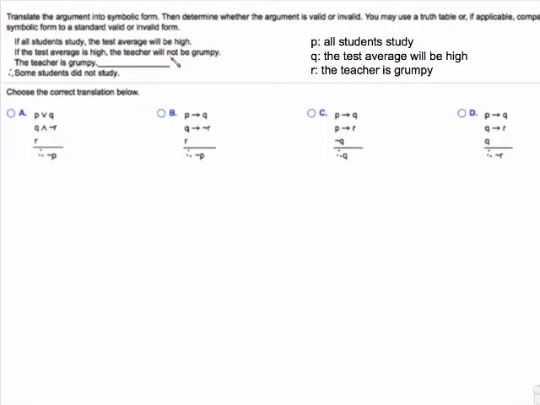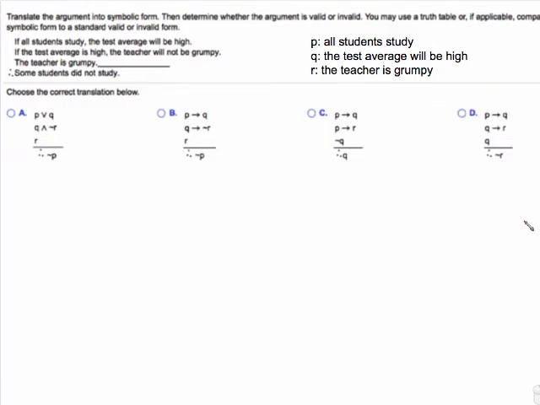Now you might have said, hey, wait a minute, this said not, so maybe it ought to be the teacher's not grumpy as R, and you really could do that. But what we agreed on several sections ago was that we want to make our P's, Q's, and R in the positive. Not the teacher's not grumpy, we want the teacher is grumpy. Okay, so now we want to put these together with this information.